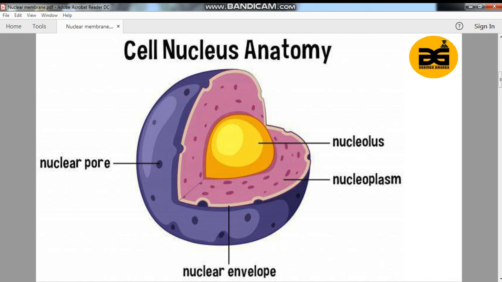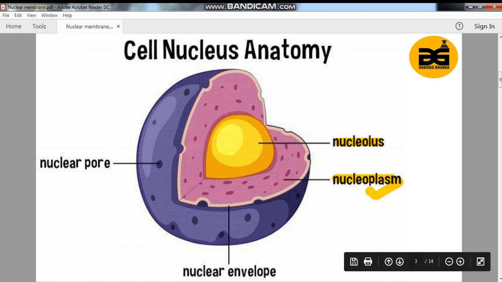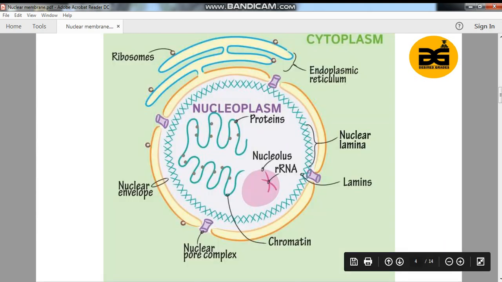First of all, let's have a quick review of the cell nucleus. We all know that inside the nucleus there is a nucleolus which contains the rRNA. Then the space between the outer membrane and the nucleolus is the nucleoplasm. This nucleoplasm is the structure where the chromatin is found. Then comes the nuclear envelope, which is the nuclear membrane surrounding the whole nucleus. You can see the purple colored structure, and this nuclear envelope contains the nuclear pore. About this we will learn soon.